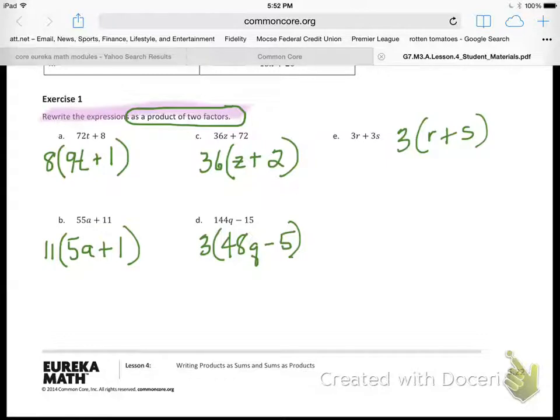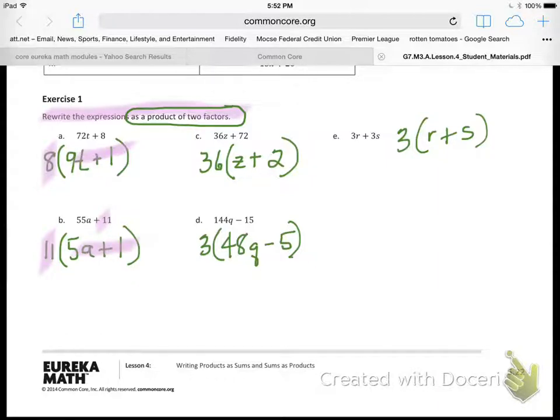So yeah, that first one, A, greatest common factor 8, factored it out, and then we're left with 8 times 9t plus 1. In this case, B was a pretty easy one. 11 was that greatest common factor, and it was in the actual original expression, which is always very good, makes it very simple. And then 5a plus 1.